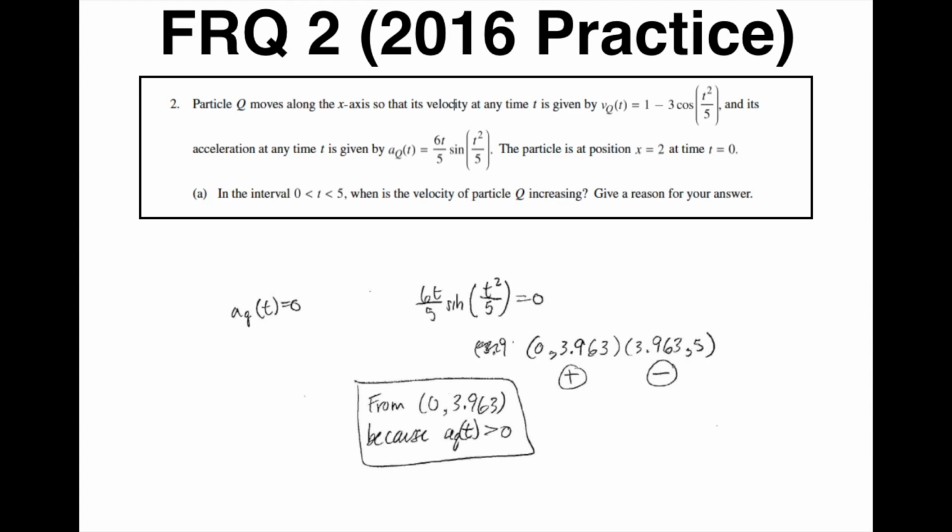Student C looked at intervals. Apparently this is where the acceleration is positive, this is where the acceleration is negative, so the answer is in the box from 0 to 3.963 because a sub q of t is positive. So the answer is correct. The explanation is correct. It's minimal, so I would recommend you make a little bit more effort to earn that second point. But here the graders were generous.